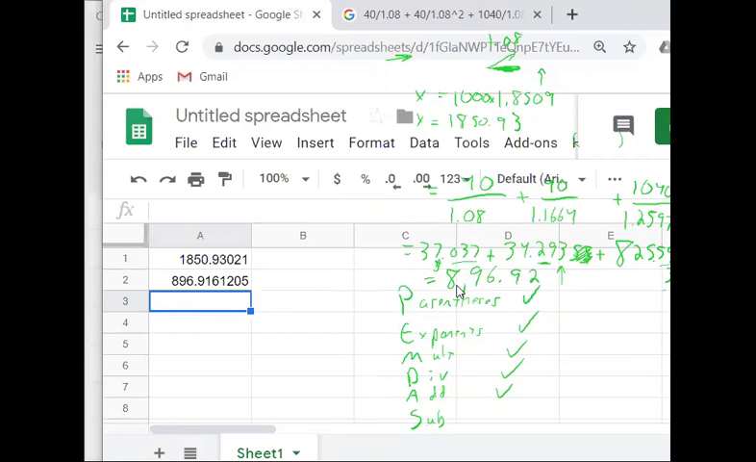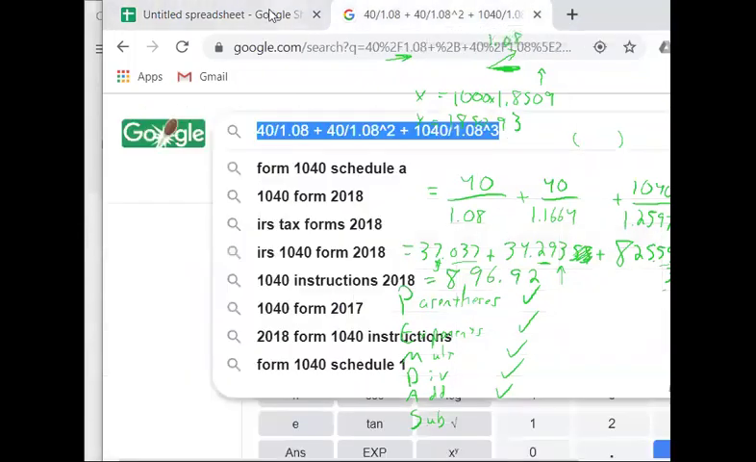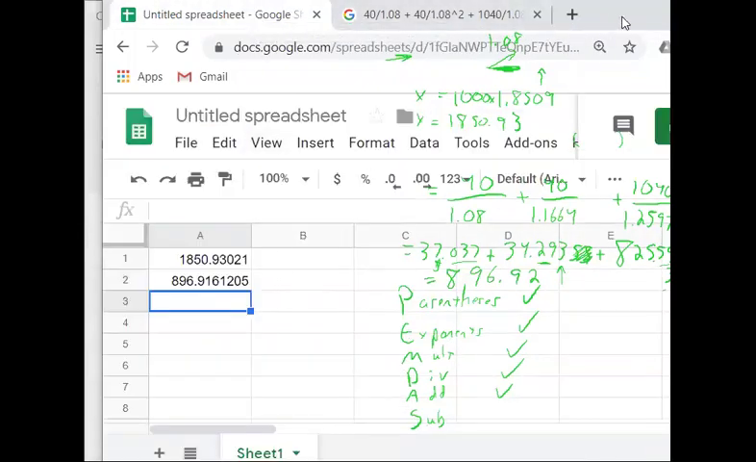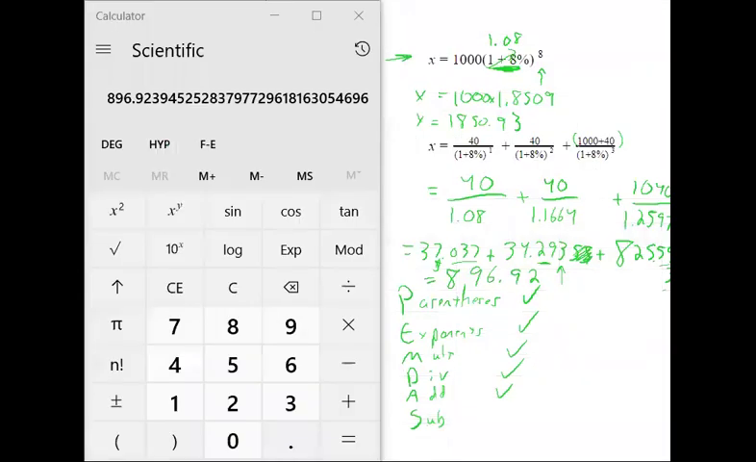Once again, you get exactly the same number, and highly accurate, because both typing it into Google and typing it into a spreadsheet give you very, very accurate and precise numbers.